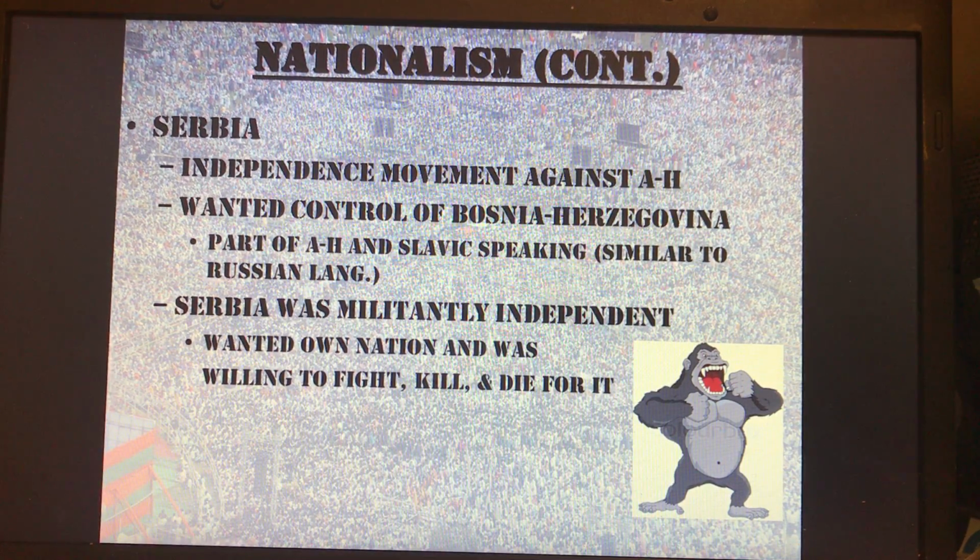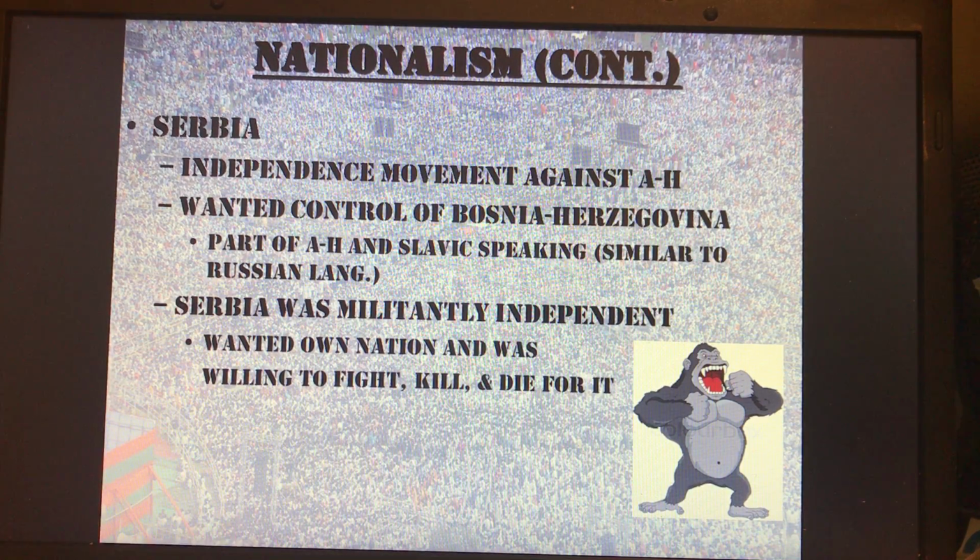Now, nationalism also struck smaller parts that were within some of these nations, specifically the Austro-Hungarian Empire. Now, Serbia is a small part of the Austro-Hungarian Empire down in the southern part of the empire. Serbia considered itself an independent nation, and they started an independence movement against the Austro-Hungarian Empire. They also wanted control of the region today known as Bosnia-Herzegovina.